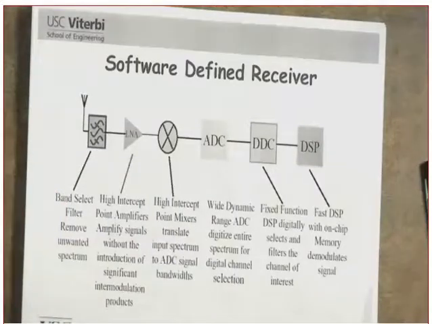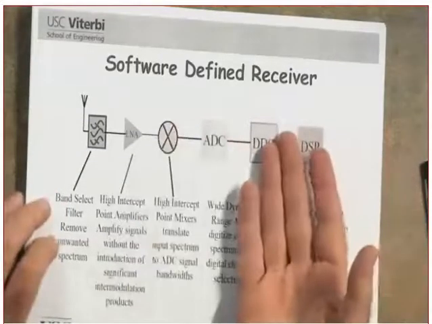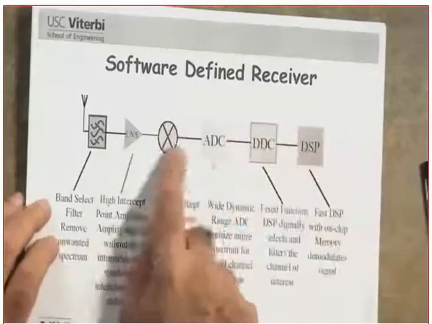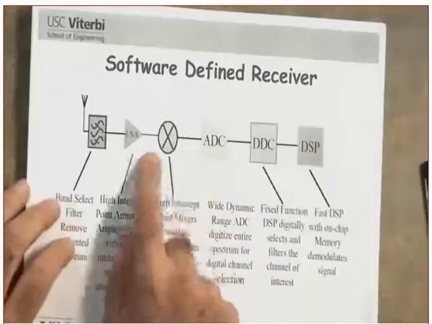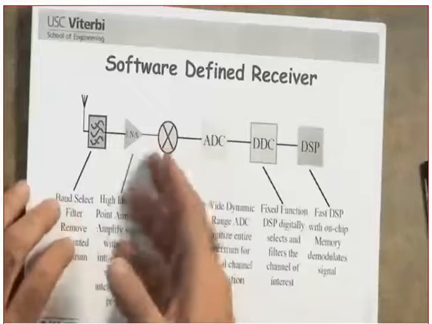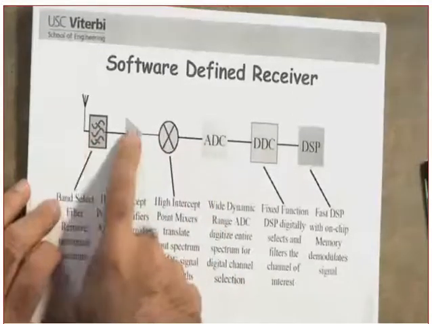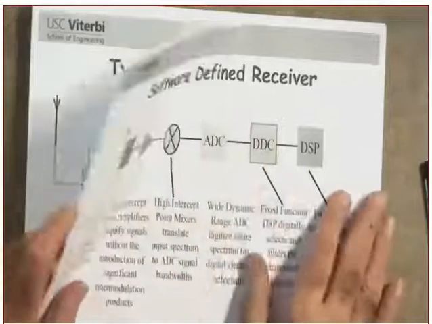Did you get this or not? When you hear the word software-defined radio or software-defined receiver, the sampler is at the output of the mixer, either in the RF or in the IF. But you still need the front end of your receiver, the front end of the electronics.